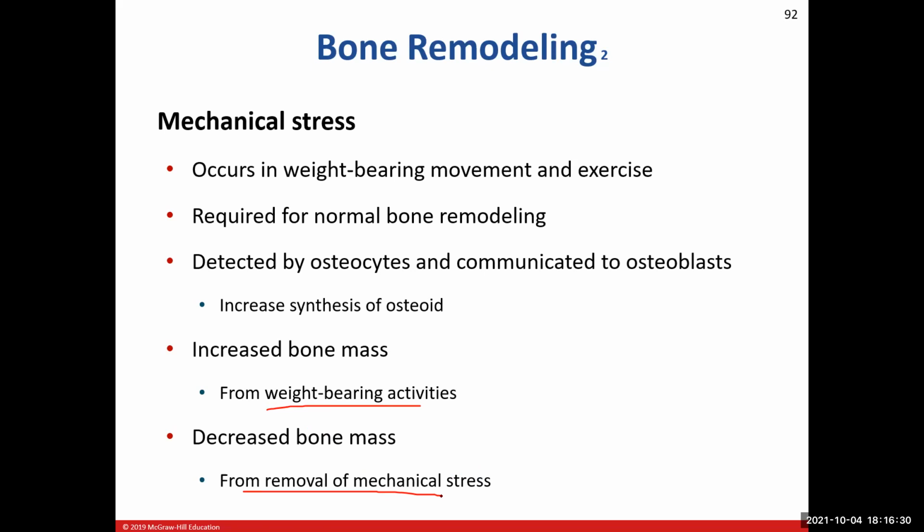People in a weightless environment, like astronauts up in space, are weightless, so they'll have a significant decrease in mechanical stress, right, which can trigger a decrease in bone mass. That's why they'll have exercise equipment up in space.